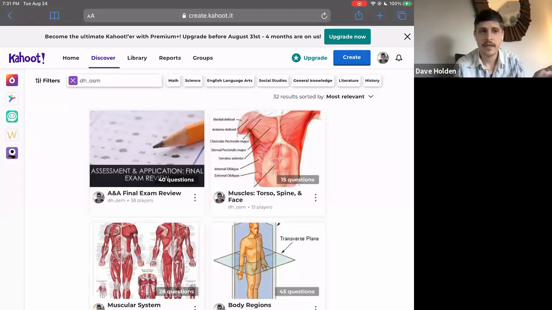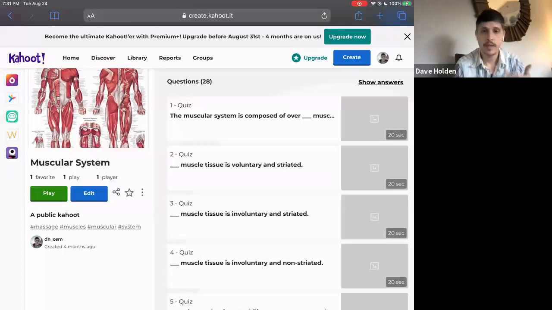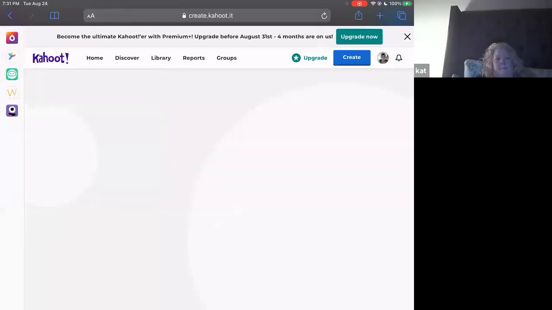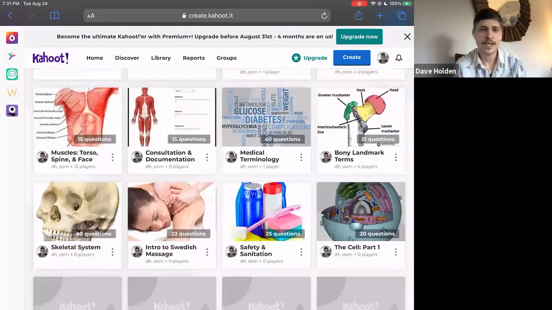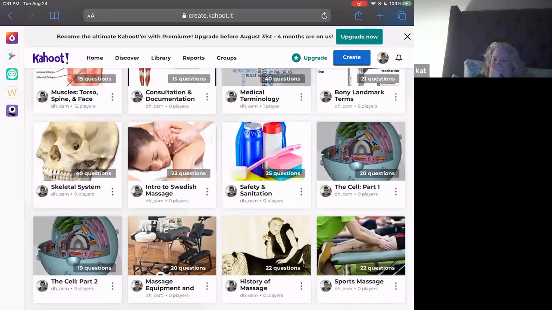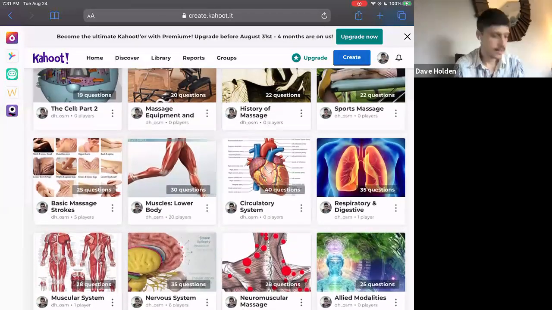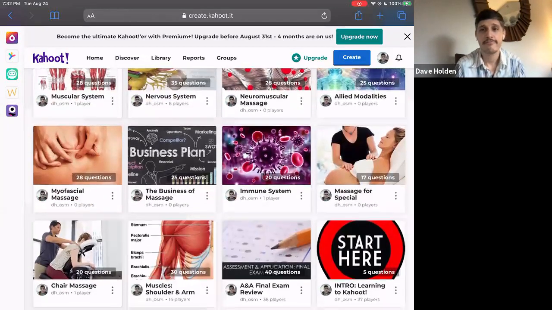Yeah, if you just search for my username, DH_OSM, it will take you here. And then any of the quizzes you should be able to click on and not only play, but then you see my little username tag here at the bottom. You should be able to click on that and it will take you to my account. And then you can see, oh gosh, Dave, it looks like you're a massage teacher. Look at all those Kahoots you've made. That's a lot. Yeah, I am a teacher and I have no life.